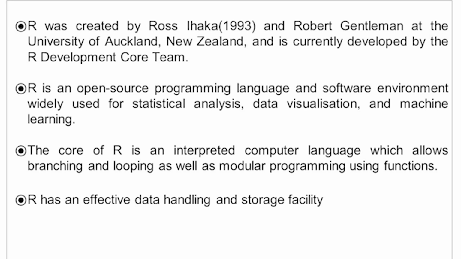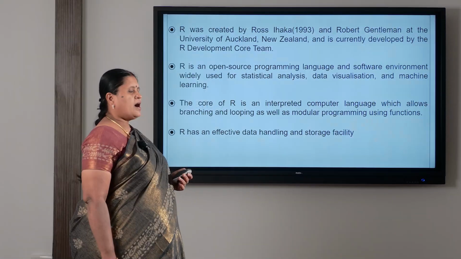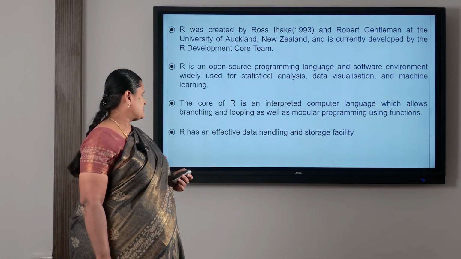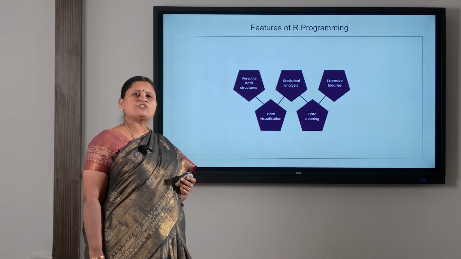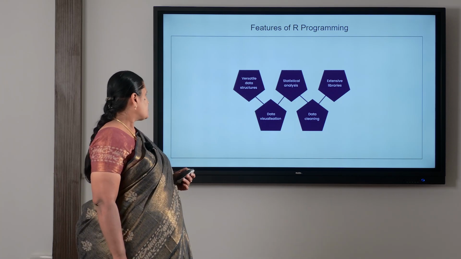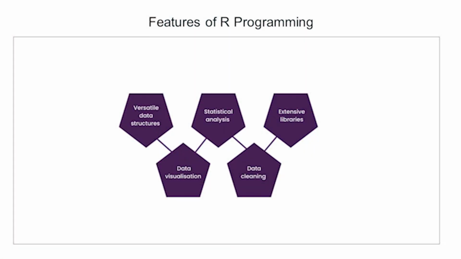So R is an interpreted computer language which allows branching, looping as well as user defined functions. R gives effective data handling facilities and storage facilities. So let us discuss the features of R programming. It is categorized into 5 major divisions. The first one is versatile data structures, statistical analysis, extensive libraries, data visualization and data cleaning.